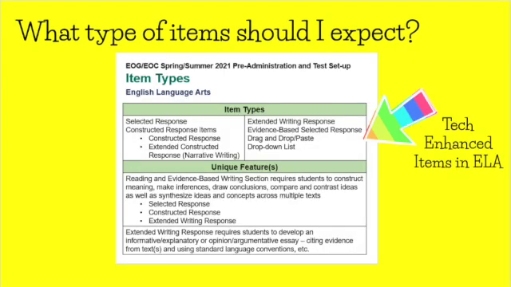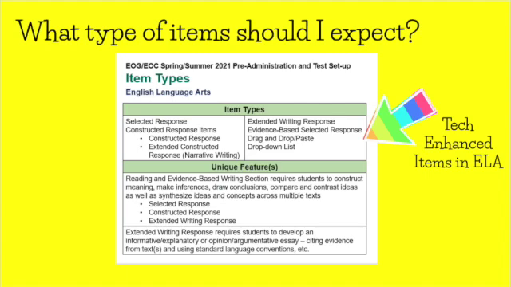The Tech Enhanced items for ELA are as listed. Item types include selected response, constructed response items, constructed response, extended constructed response, narrative writing, extended writing response, evidence-based selected response, drag and drop, paste, drop-down list.